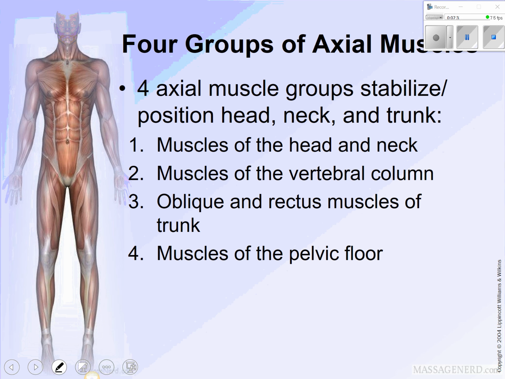Again, there are 4 axial groups of muscles that stabilize the position of the head, neck, and the trunk. So you have muscles of the head and the neck, muscles of the vertebral column, oblique and rectus muscles of the trunk, and muscles of the pelvic floor.